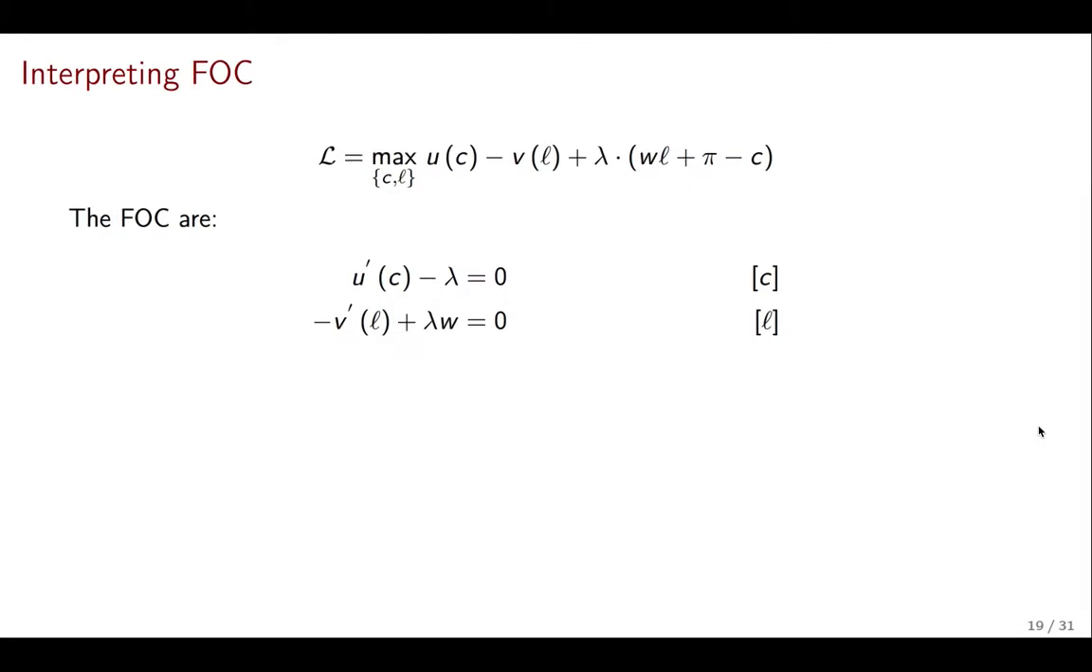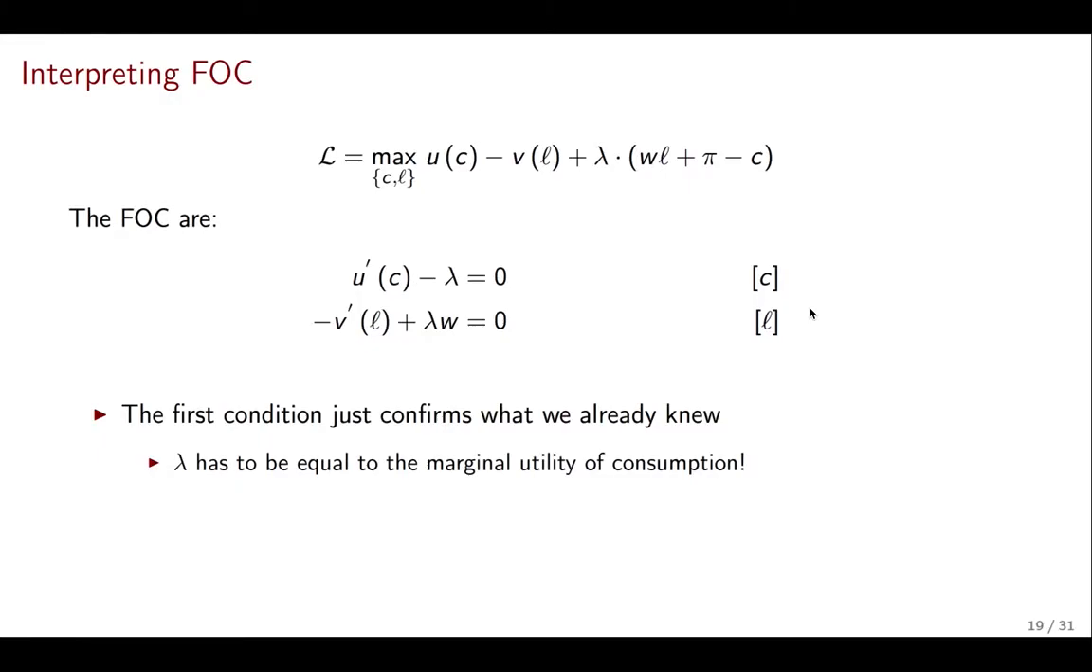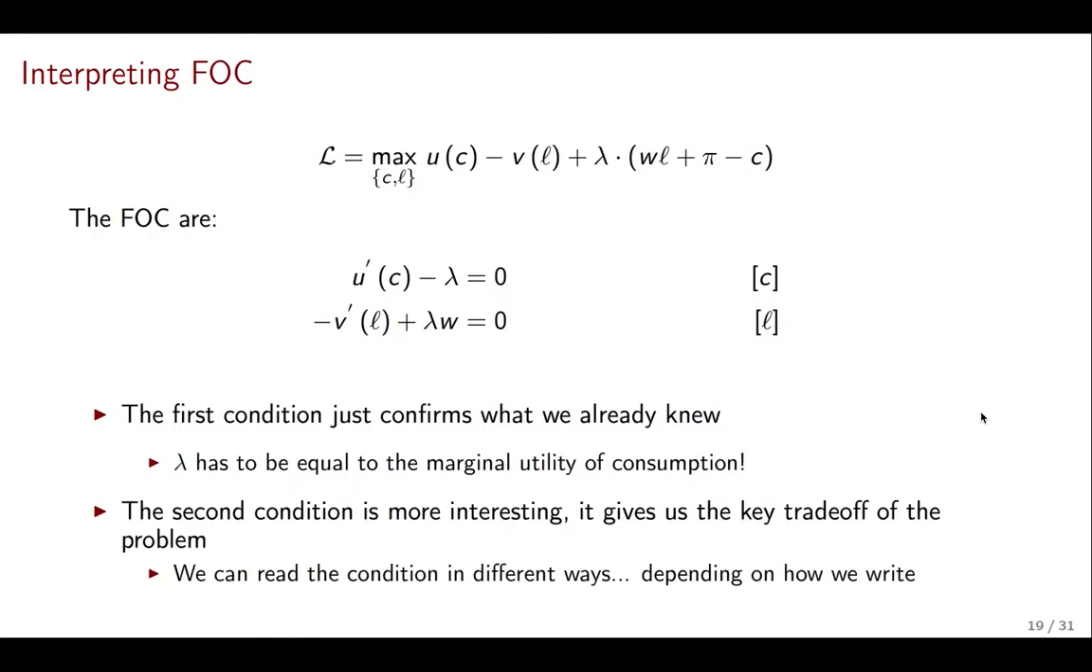Now, let us try to do the interpretation once we take all the first order conditions. So here is the same problem we had before. This is the same Lagrangian we were working with. These are the two first order conditions of the problem, the one with respect to consumption, the one with respect to labor. Now, from the first condition, well, we just get what we already knew. This condition, if you see, is telling us that lambda is exactly equal to the marginal utility of consumption. So now, we've confirmed that the first order condition is providing us the same interpretation we were expecting to get. The second condition is way more interesting because it gives us the key trade-off of the problem. And we can read this condition in different ways depending on how we want to write it. So I'm going to interpret it for you in two different ways.